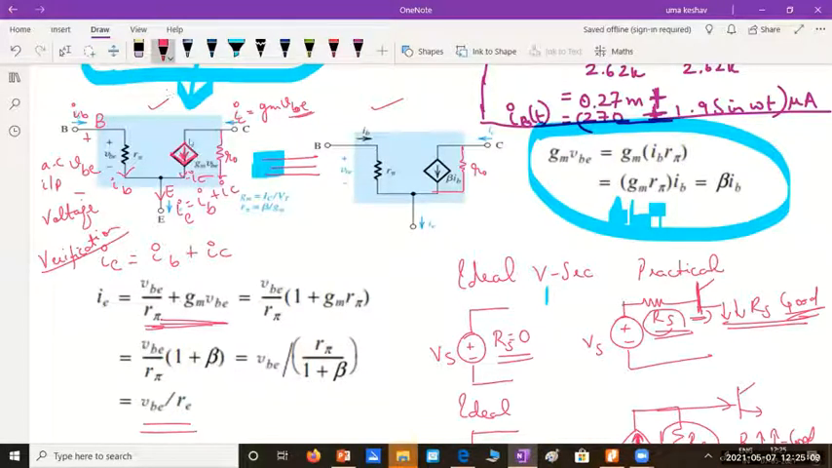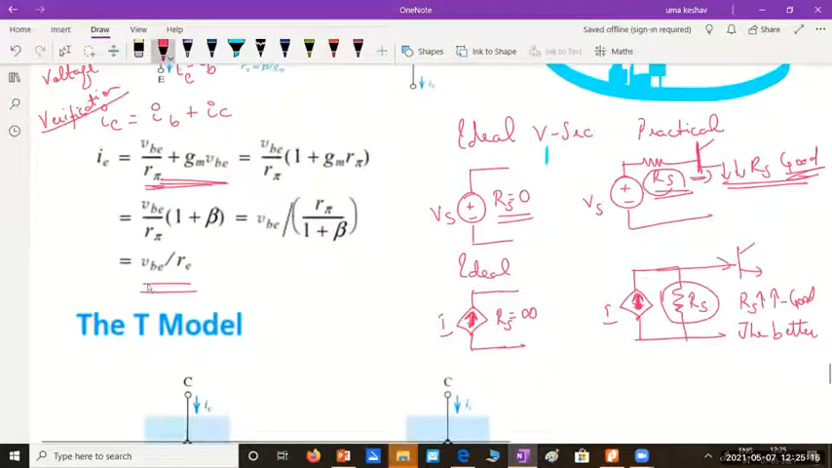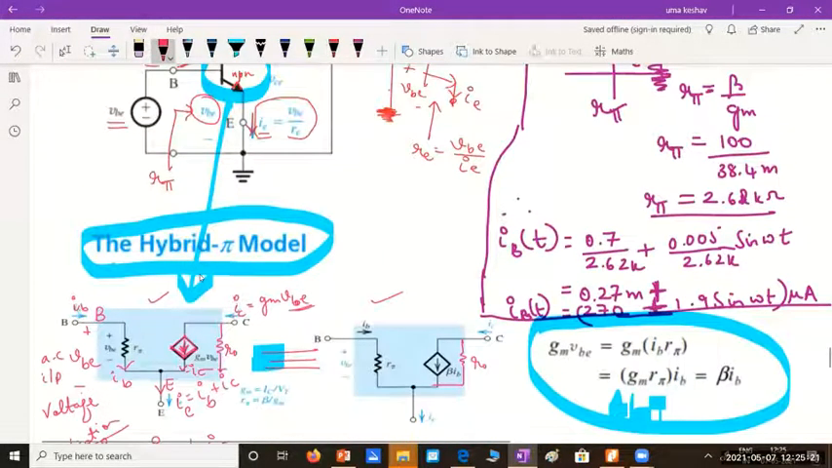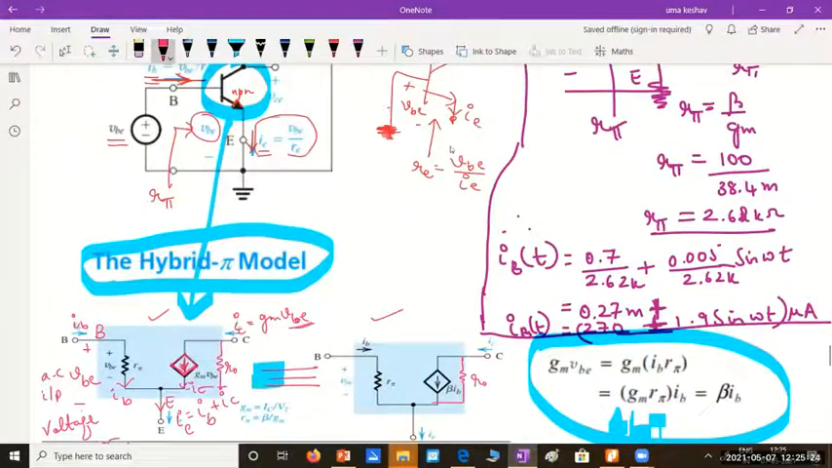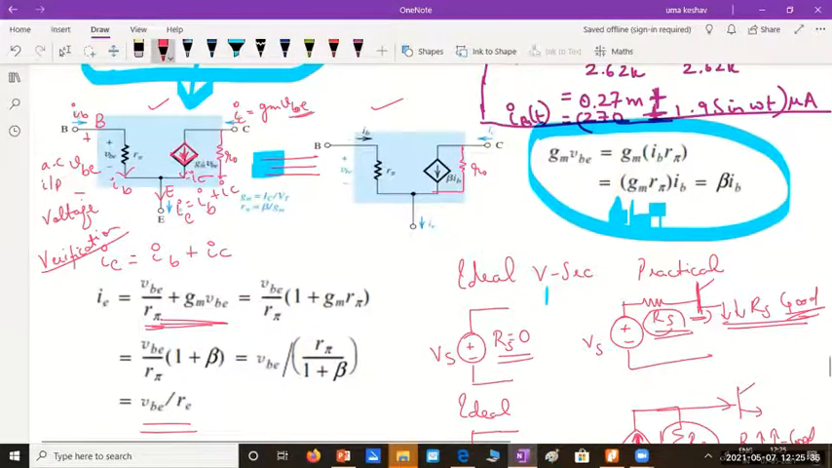And we also proved that the emitter current IE, the current flowing in the emitter region, is obtained as VBE by RE, as we had defined before. We had shown that the current as seen from the emitter terminal should be VBE by RE, and that we could prove by using this model. In this model, when I neglected this resistance R0, I could show that IE is equal to VBE by RE.